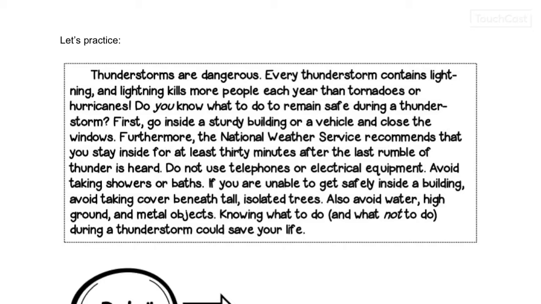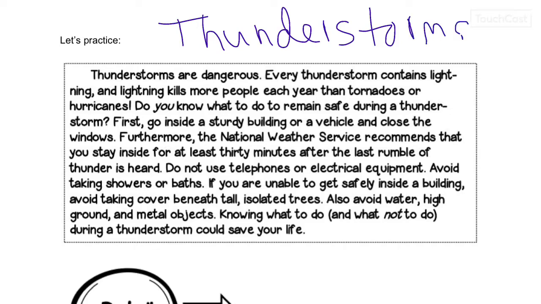So when we stop and think about it, was there a title? No. Were there words that were repeated? Yes. What did it keep talking about in here? Well, it kept repeating thunderstorms, so obviously the title should probably be something about thunderstorms. And what about thunderstorms was it talking about? Well, let's look at the first and last sentence. Thunderstorms are dangerous. Knowing what to do and what not to do during a thunderstorm could save your life. This whole thing was telling us why thunderstorms are dangerous. That is going to be our MI, main idea.